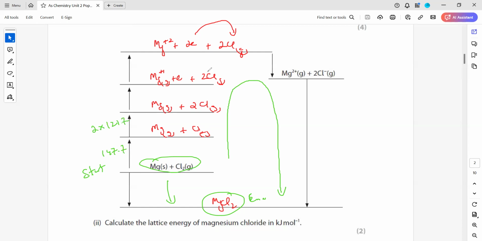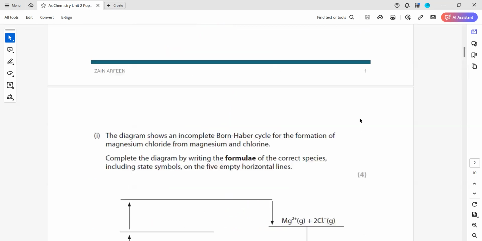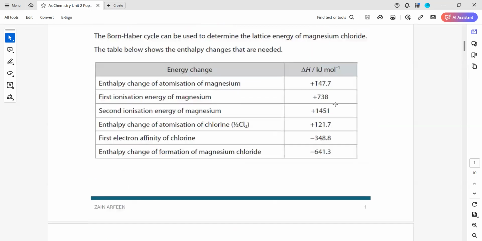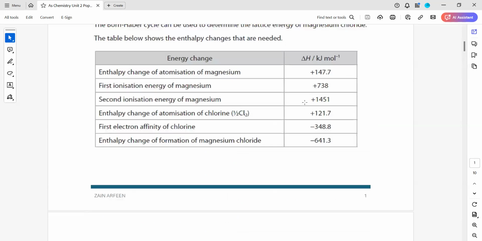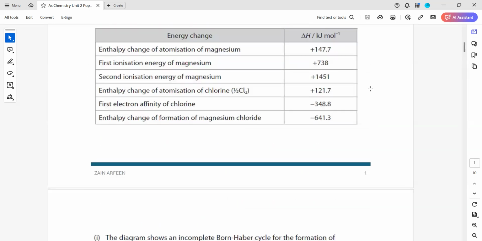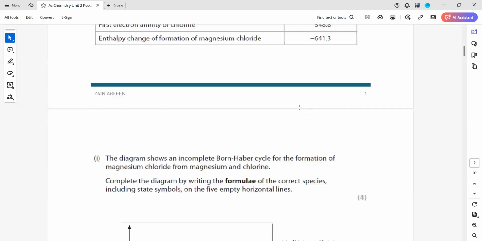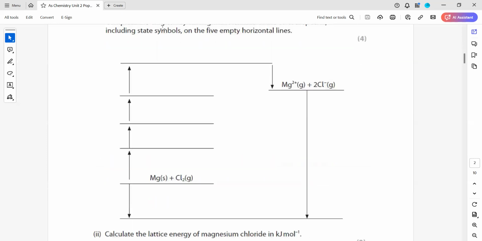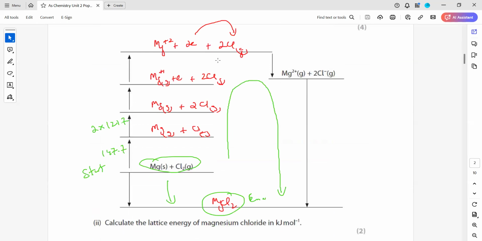Then we remove the first electron from magnesium, and then the second electron. To remove the first electron, 738. Second electron, 1451. First ionization, second ionization: 738, 1451.